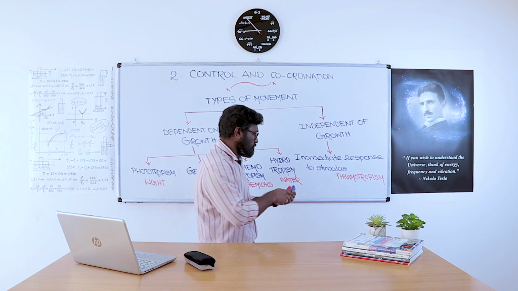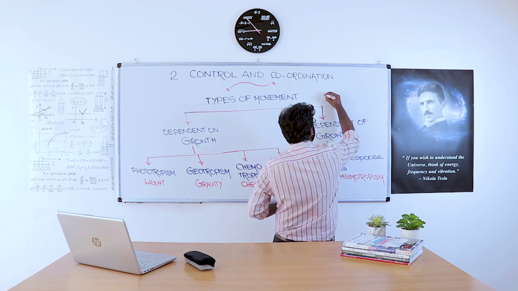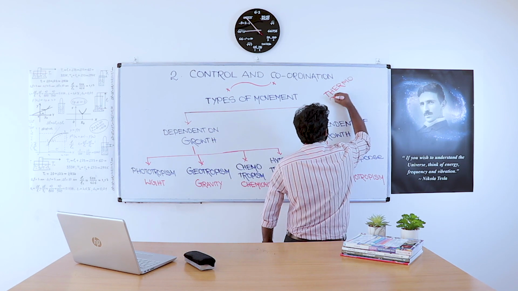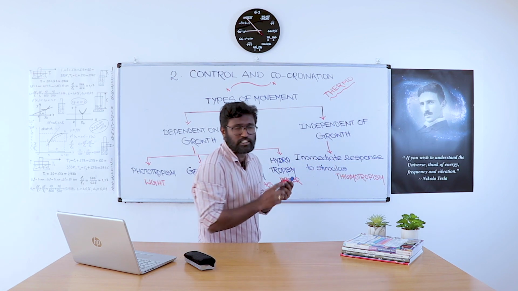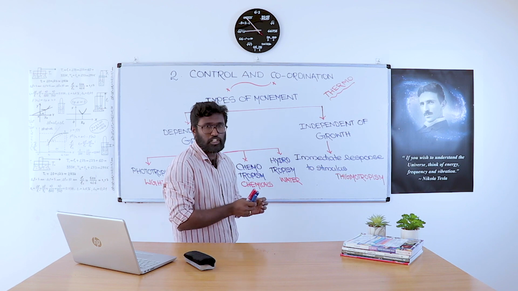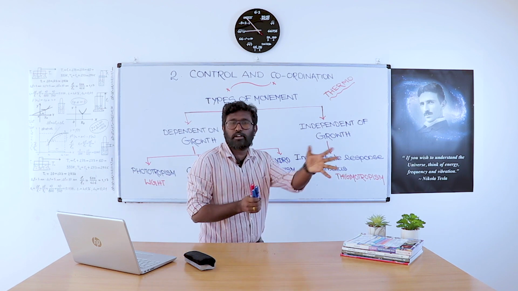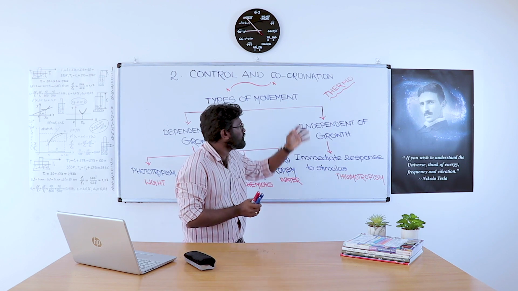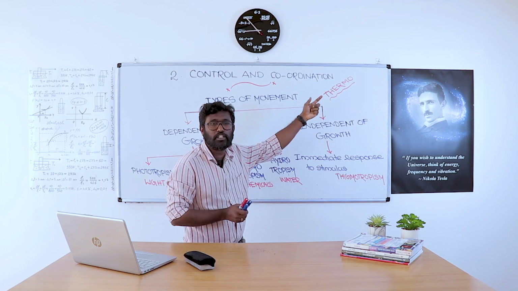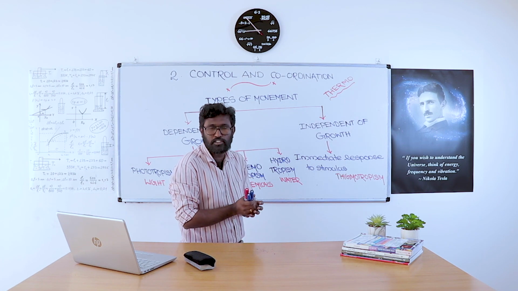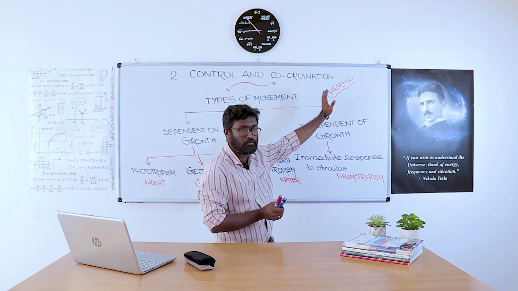There is another term called thermotropism. Thermo is related to temperature, as we all know. The growth movement towards temperature, or the plant growth with respect to temperature, is called thermotropism.